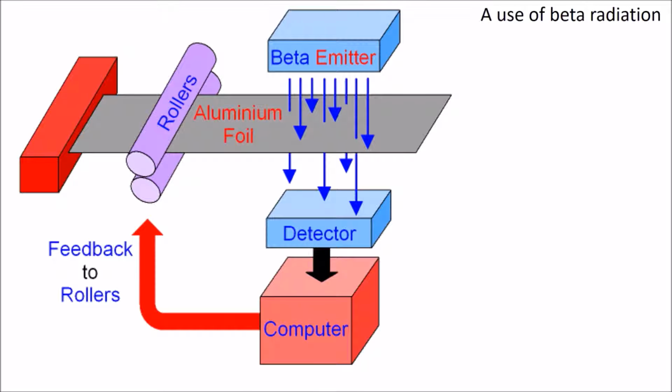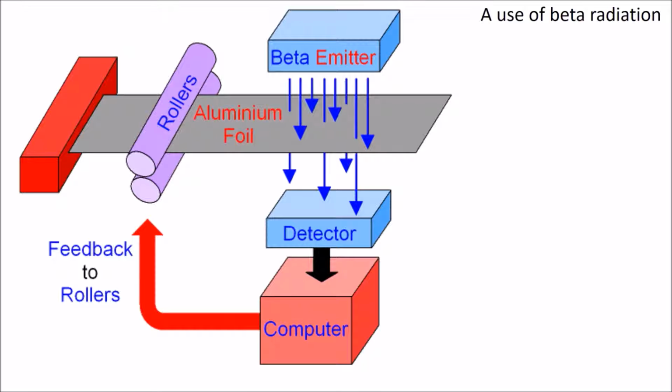So let's talk about one of the uses of beta radiation. The manufacture of aluminium foil, or aluminum foil if you're in the States, is a good example. A radioactive source is placed above the foil and a detector below it, and if too much of this beta radiation is reaching the detector, that means the foil is too thin. So it sends a signal off to the rollers to reduce the pressure, don't squeeze so hard, and that causes the foil to get thicker.